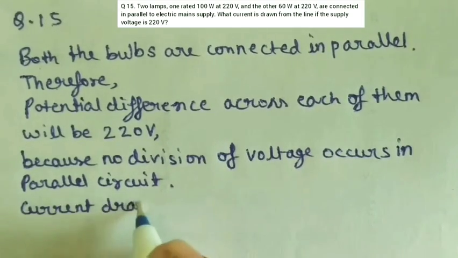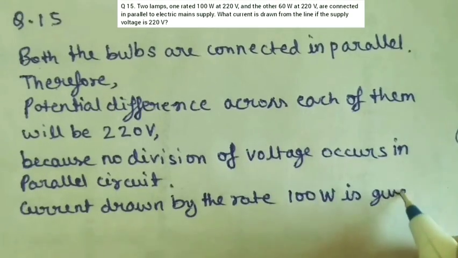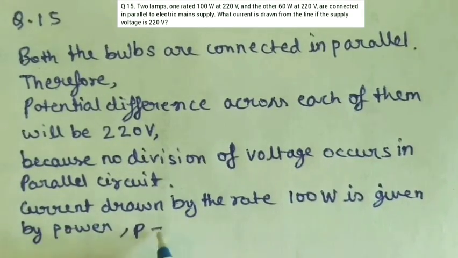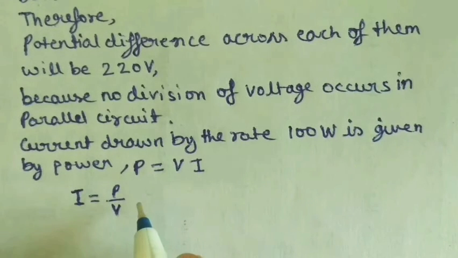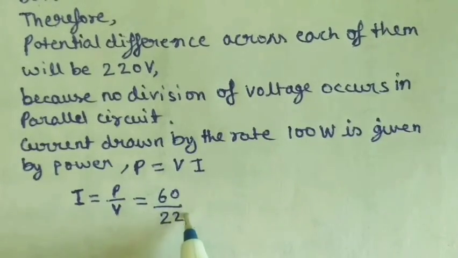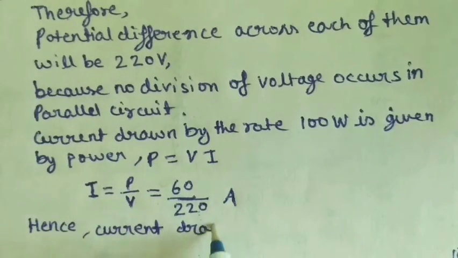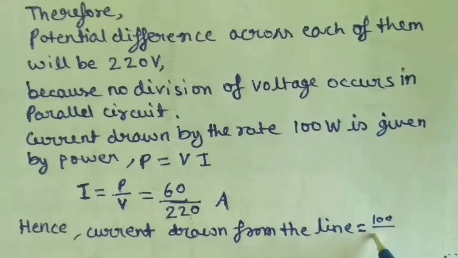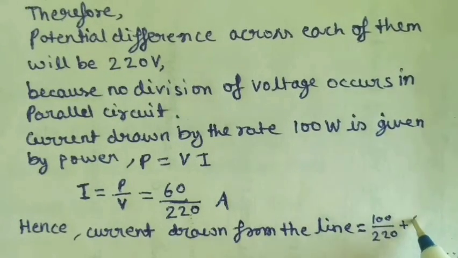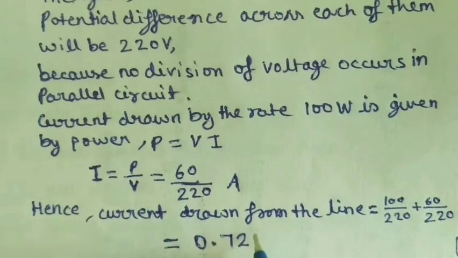Current drawn by the bulb is given by power is equal to voltage into current. Current is equal to power divided by voltage is equal to 60 divided by 220 ampere. Hence, current drawn from the line is equal to 100 divided by 220 plus 60 divided by 220 is equal to 0.727 ampere.